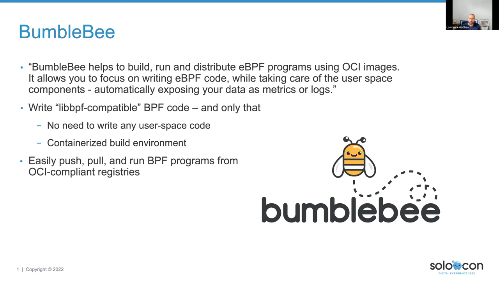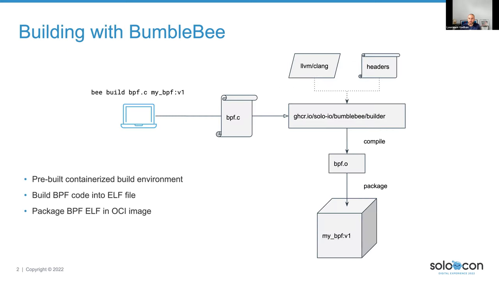Okay, so that's kind of the overview. These are some diagrams that hopefully help with the build process. Again, I don't think I did a good job explaining this. The build uses a build container that really all it does is package the tooling you need to build libbpf programs, so things like LLVM and Clang, the headers.